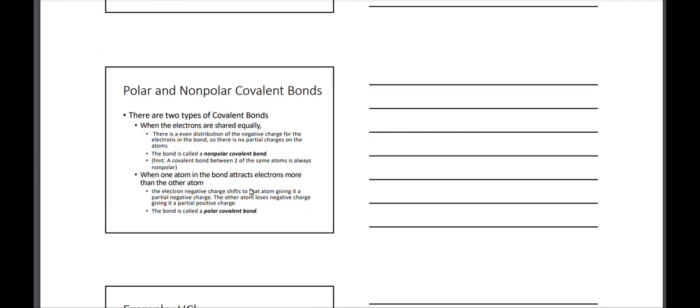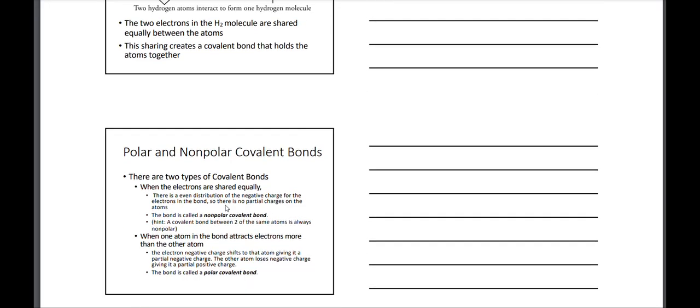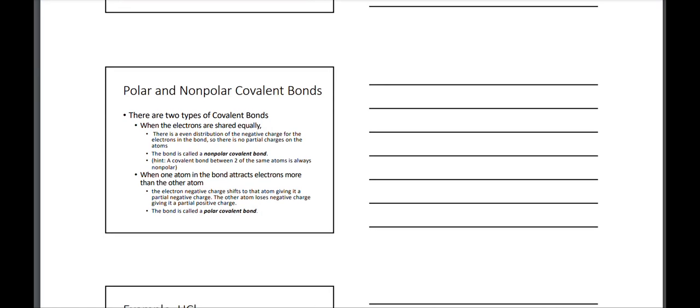Okay. The covalent bond can also be divided into either a polar or non-polar covalent bond. So there are two types of covalent bonds. In a case when the electrons are shared equally between the two atoms, like the hydrogen, for example, it's not leaning on either side. The electrons are evenly distributed between the two nuclei. The negative charge, in other words, is right in the center.